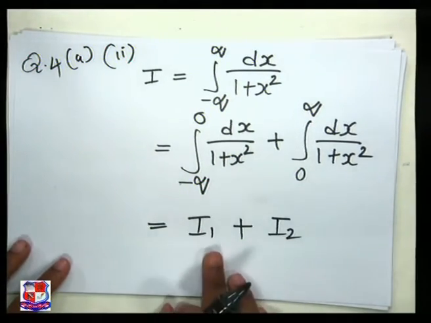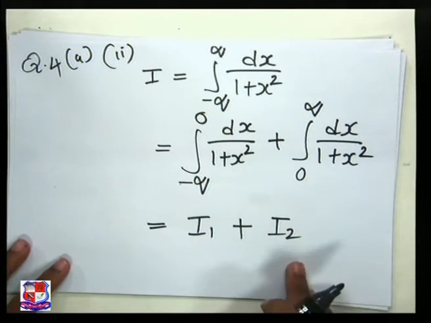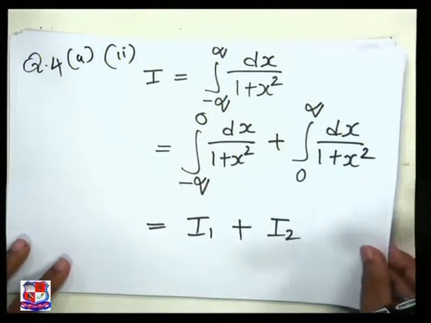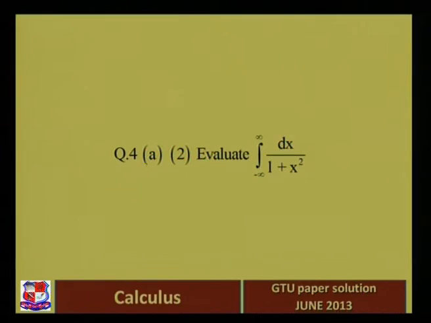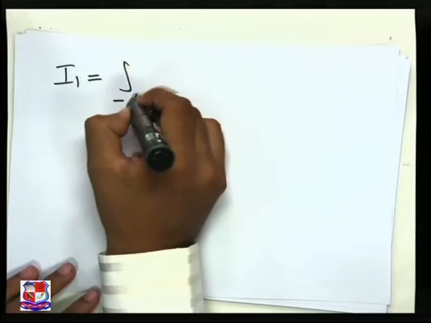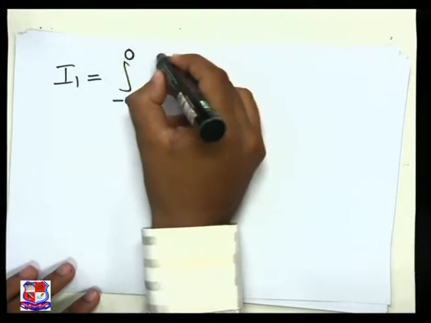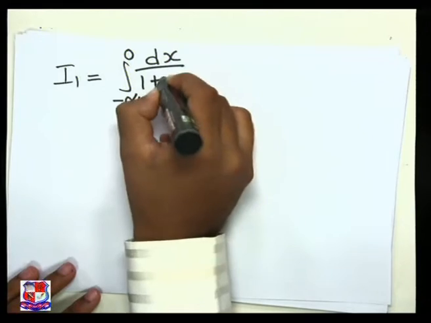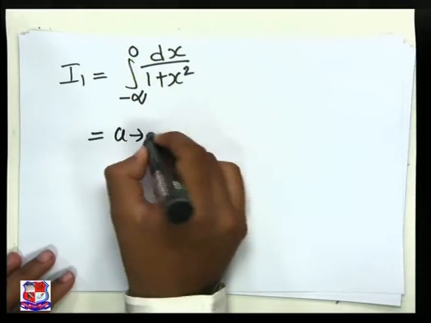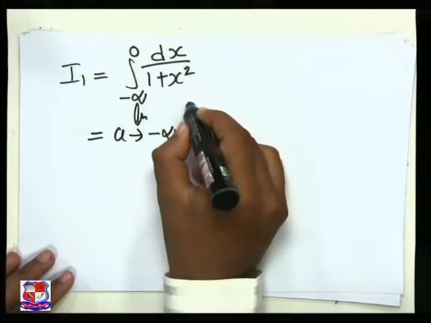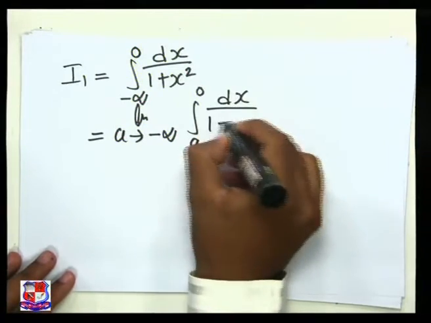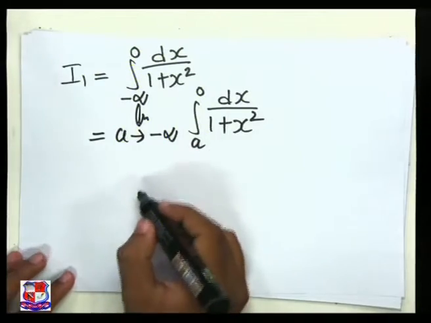So first of all we find out the value of I1 and then find out the value of I2, right? I1 is the integration from minus infinity to 0 of dx upon 1 plus x square. So here is I1. Now this equals the limit as a tends to minus infinity of the integration from a to 0 of dx upon 1 plus x square.